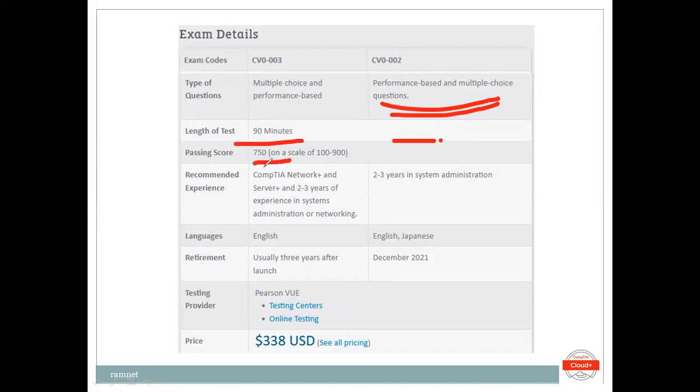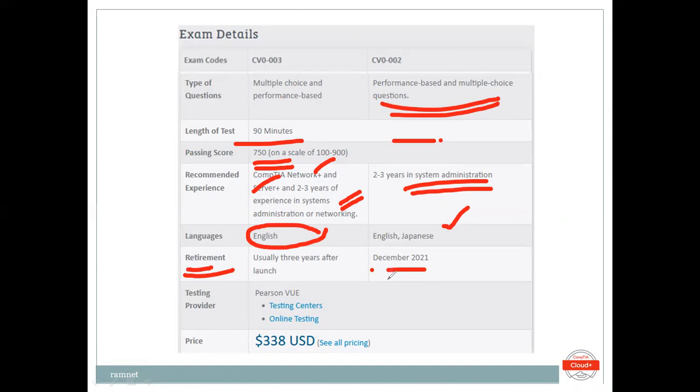Passing score is 750, and recommended experience is 2 to 3 years, like Network Plus and Server Plus, 2 to 3 years of experience in systems administration and networks. Languages: it is available only in English, while here you can find Japanese also. Usually 3 years after the launch comes retirement, and the old one is getting retired in 2021. Better you go for CV003.